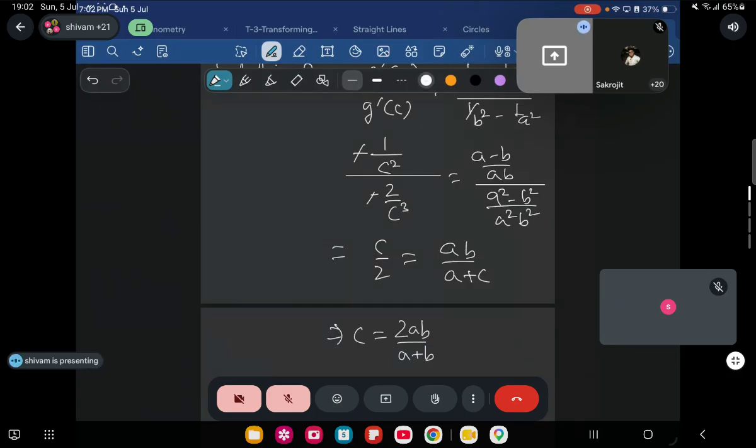2AB by A plus B. This implies C is the HM, harmonic mean of A and B.